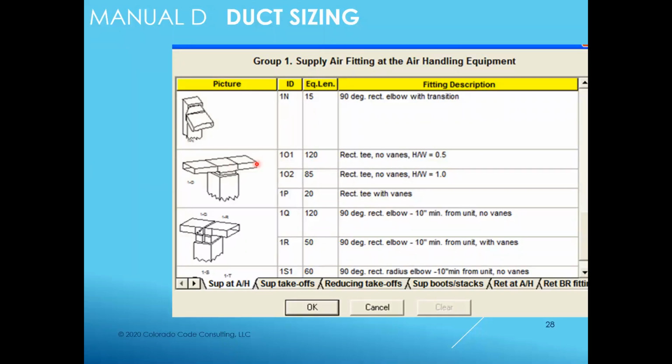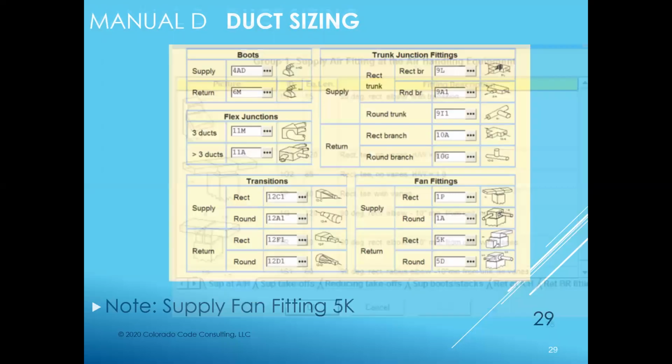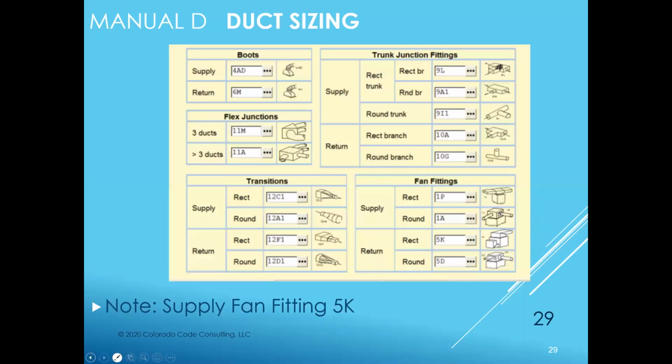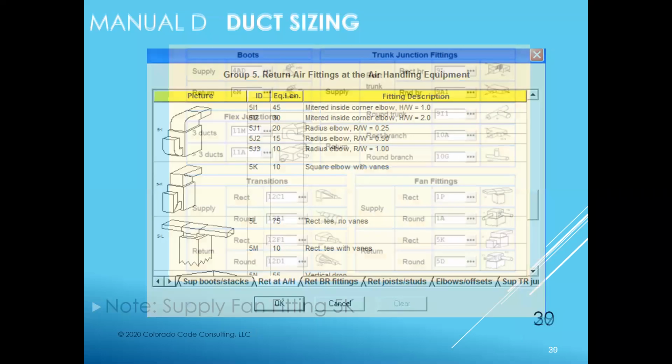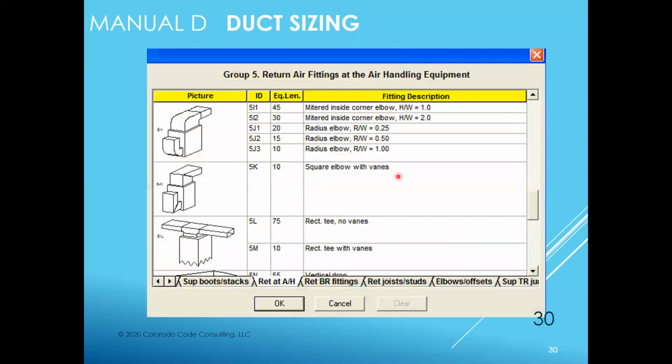Well, I like the 20 foot, so that's what I used in design, because if I used the 120, it wouldn't work. How about 5K? Well, now it's a return. So it could be a bottom return. That's what we've got, a bottom return in this particular case, and a 5K. Here's a beauty with vanes.